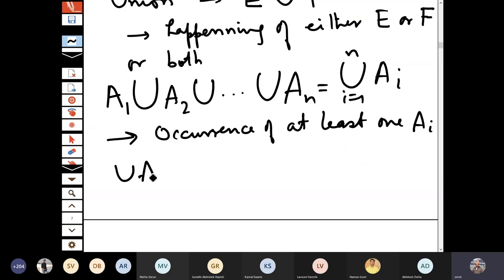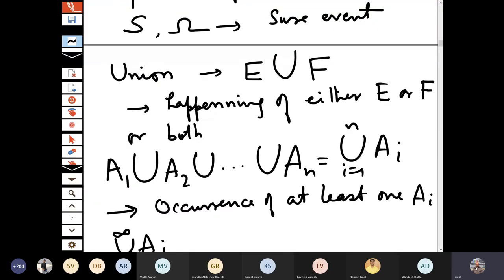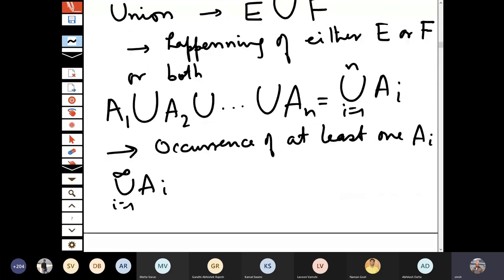You can actually consider even a union of an infinite number of events also. These are all allowed. Since an event is a set, union of sets is well defined. In physical terms, it means occurrence of any one of them, at least one of them. So if I say union of A1 up to An, then A1, A2, A3 may occur, or A1, A2, A4 may occur, or A7, A11, A13 may occur, and so on. It can be any number of them.